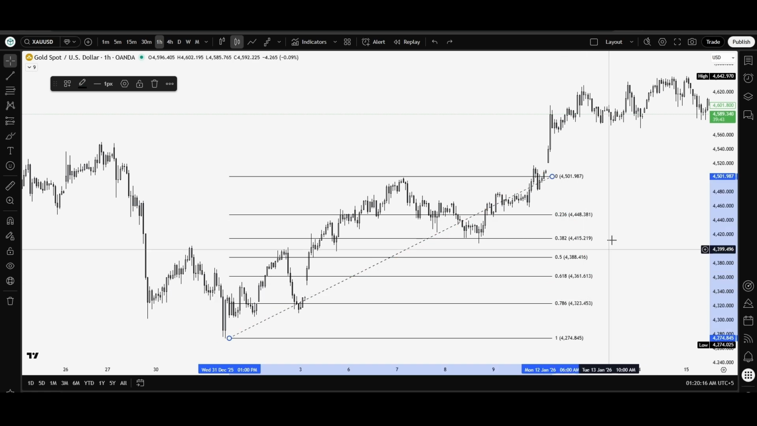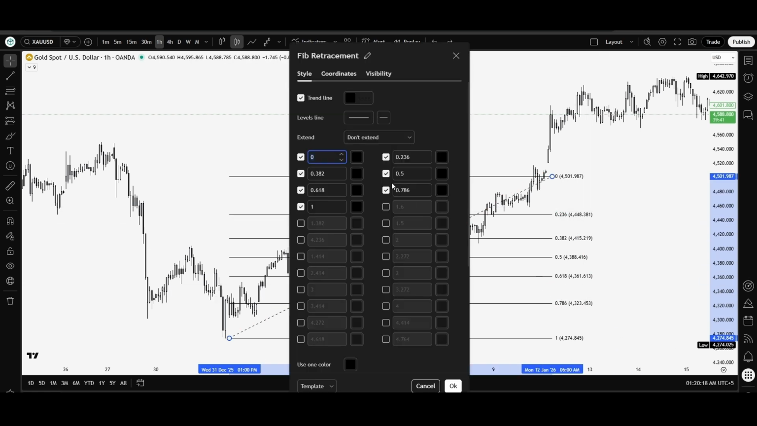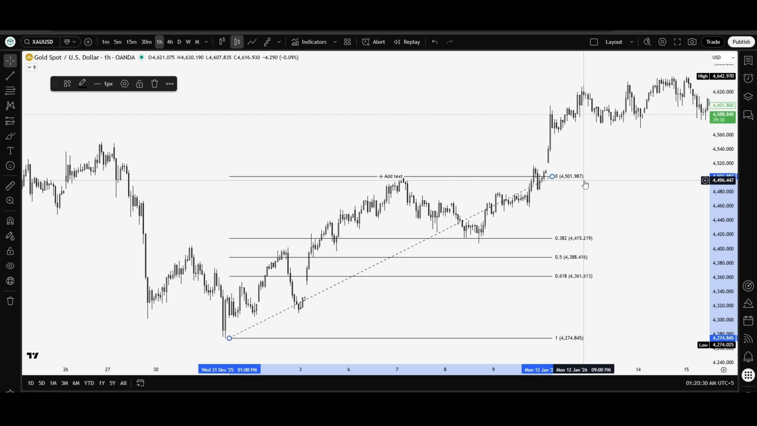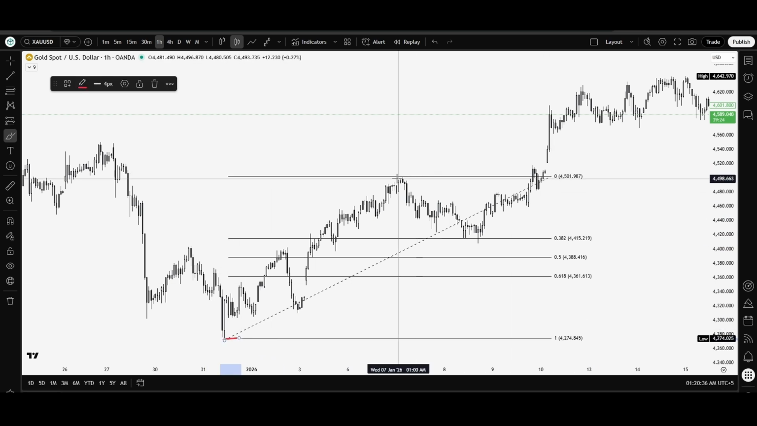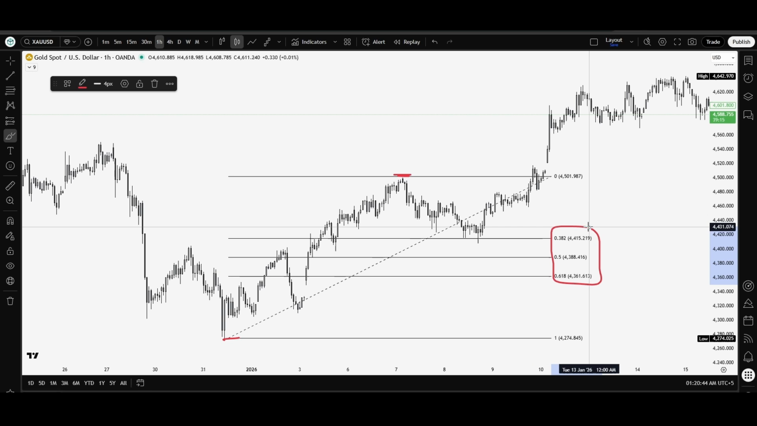So let's remove these numbers from our chart. Here we go, just like this. Now we're left with only these numbers. 1 indicates the start of your trend and 0 indicates the end of your trend, right? And you are looking for a retracement on these three numbers only.